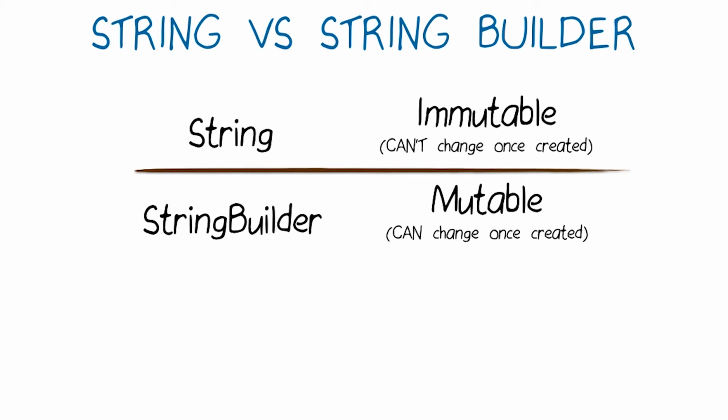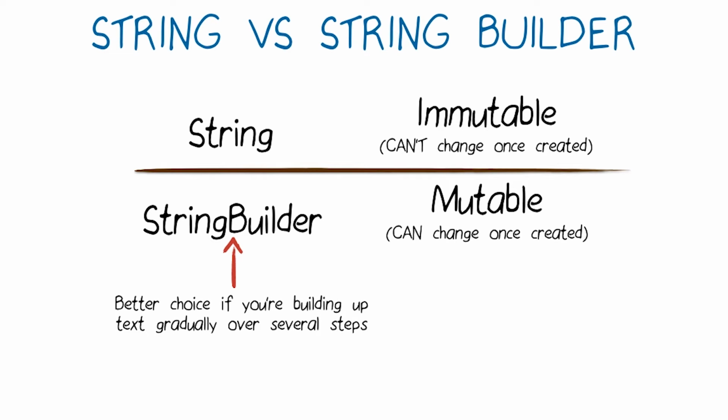Here's a summary of what we just learned. A string is immutable, which means it can't change once it's been created. You have to create a brand new string object if you want a slightly different string. On the other hand, a string builder is also a sequence of characters, but it is mutable, so it can change after you've created it.